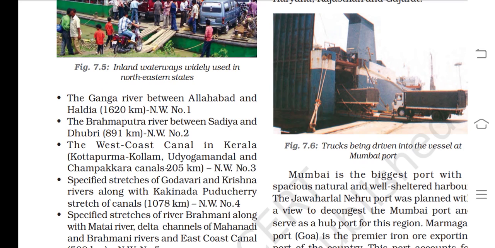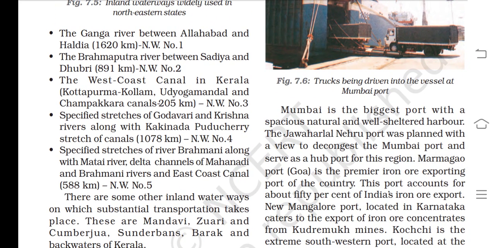The Ganga River between Allahabad and Haldia, that is national waterway number 1. The Brahmaputra River between Sadia and Dhubri, that is national waterway number 2. The West Coast Canal in Kerala, Kottapuram to Kollam, Udyogamandal and Champakara canals, 205 kilometers, that is national waterway number 3.